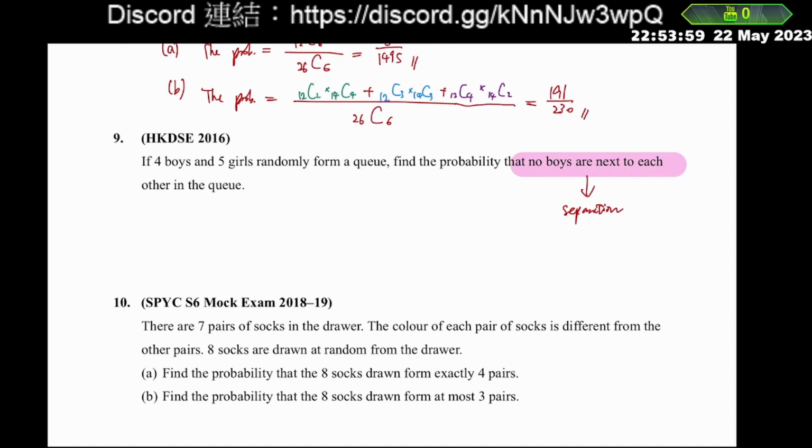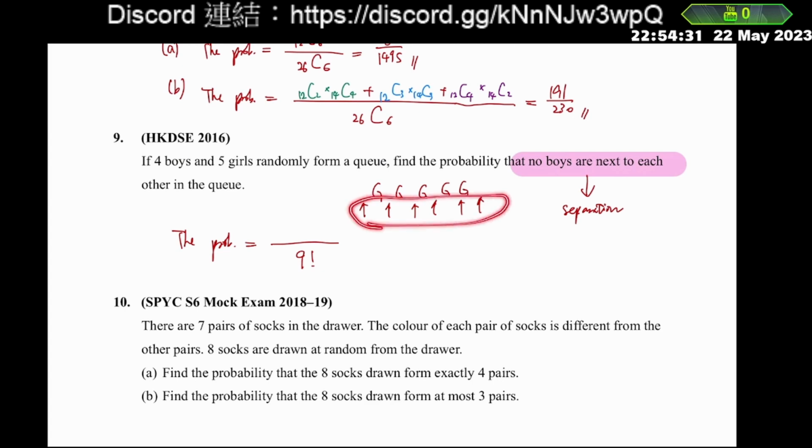We have to separate the boys, and to separate the boys we use the girls to separate the boys, and 5 girls all together. There will be 6 spaces counting from the beginning to the end. Therefore, to find the probability, of course the denominator will be all of them lined up randomly, therefore 9 factorial. But for putting the boys, there are 6 spaces between the girls, and from the 6 spaces we choose 4 of them for the boys.